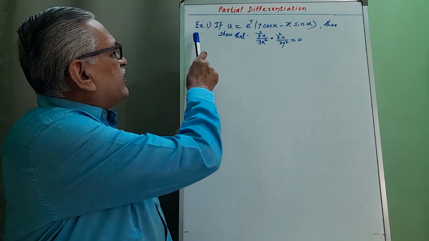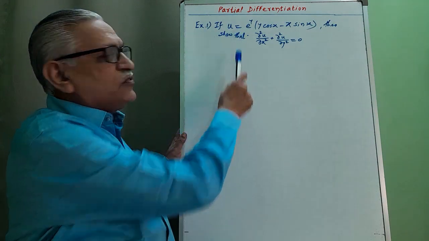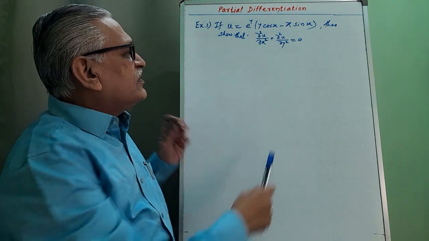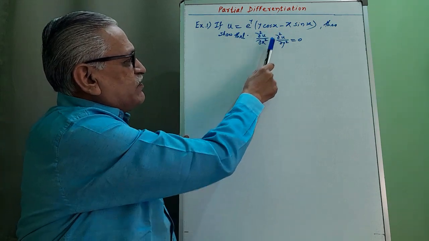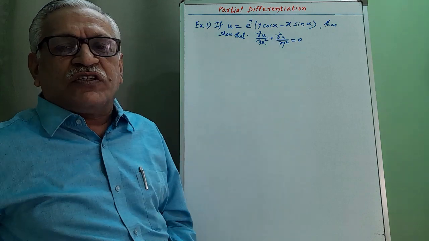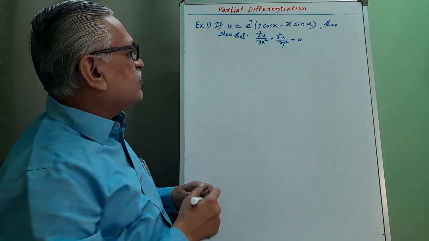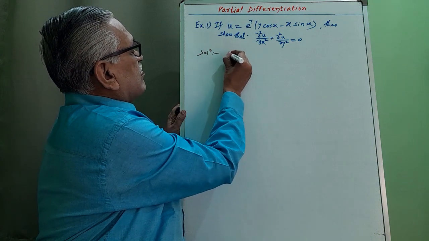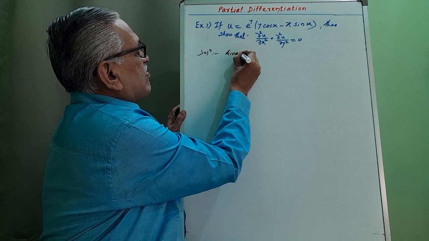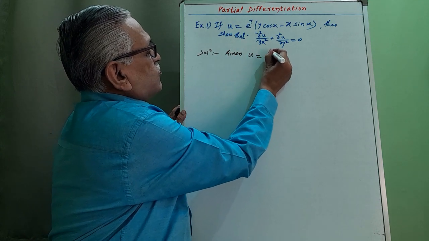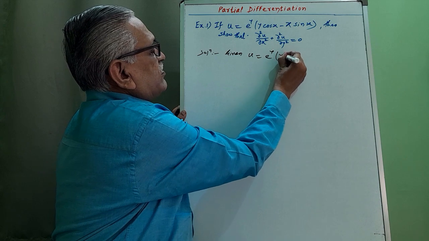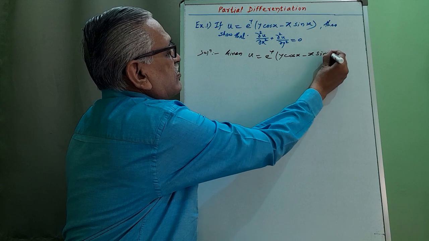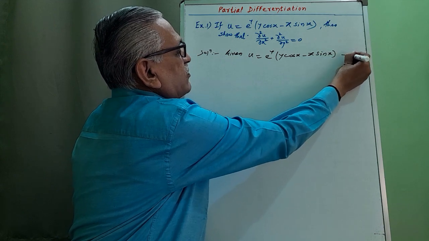Let us solve the first problem. If u is equal to e raised to y into y cos x minus x sin x, then show that dou u by dou x square plus dou u by dou y square equals 0. Here the given function is u is equal to e raised to y multiplied by y cos x minus x sin x. We call this equation 1.